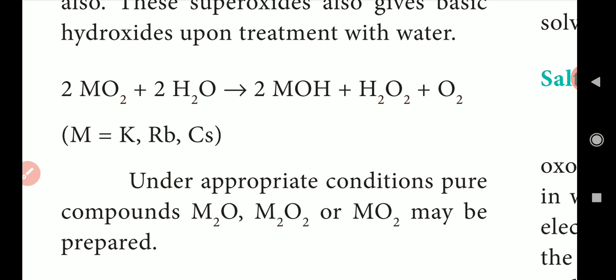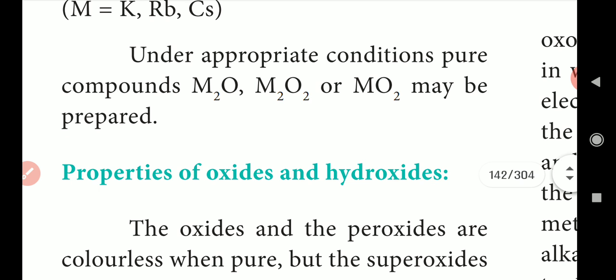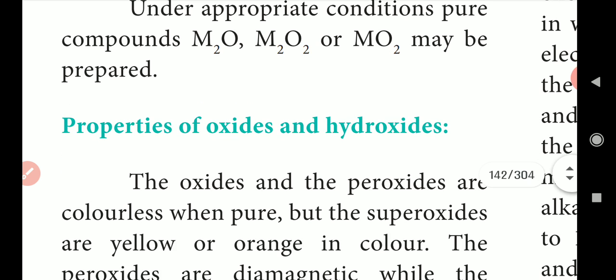Normal oxides, the metal monoxides, react with water to produce only metal hydroxides. The peroxides react with water to produce metal hydroxides and hydrogen peroxide. The superoxides react with water to produce peroxides, oxygen molecules and metal hydroxides. Under appropriate conditions, pure monoxides, peroxides and superoxides may be prepared.